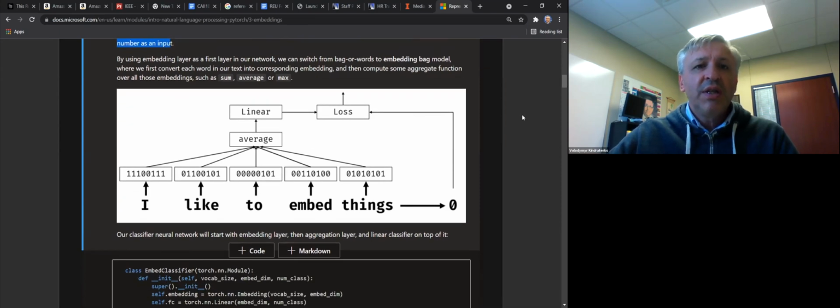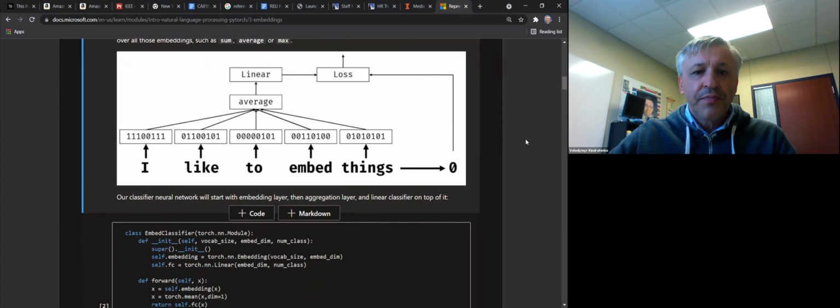And so by using this embedding layer as the first layer in our network, we can switch from a bag of words representation to an embedding bag model, where we first convert each word in our text into the corresponding embedding, and then compute some average function over all of those embeddings. So our model might look like this. Each of the words in our text goes through this embedding layer, is represented as numerical values that will be averaged, and some linear function will be applied to them.